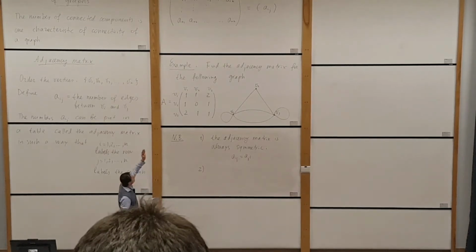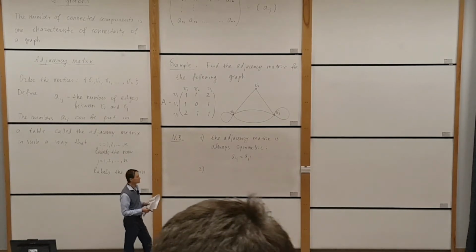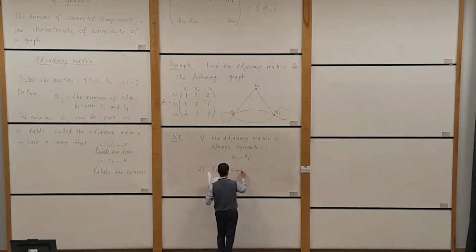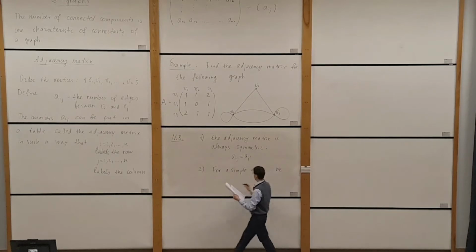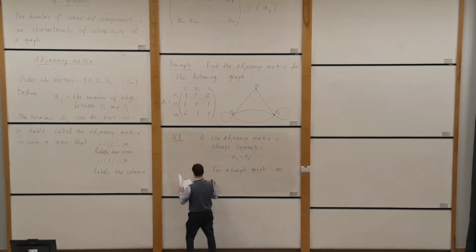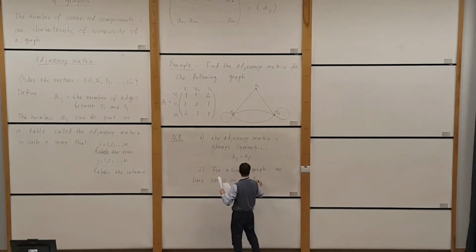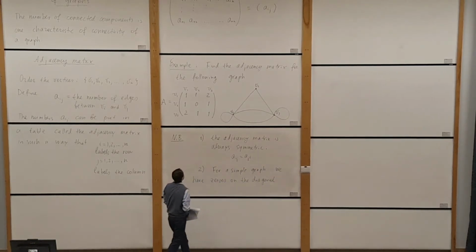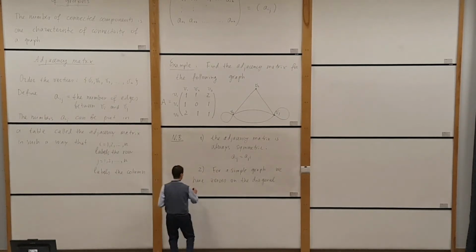And also, if we had a simple graph with no loops and no multiple edges, that would mean that on the diagonal we would get all zeros, right? Because what stands on the diagonal are the numbers of loops. So for a simple graph, we have zeros on the diagonal, and the off-diagonal entries are either 0 or 1. They cannot be 2, 3, or more, because for simple graphs there are no multiple edges.